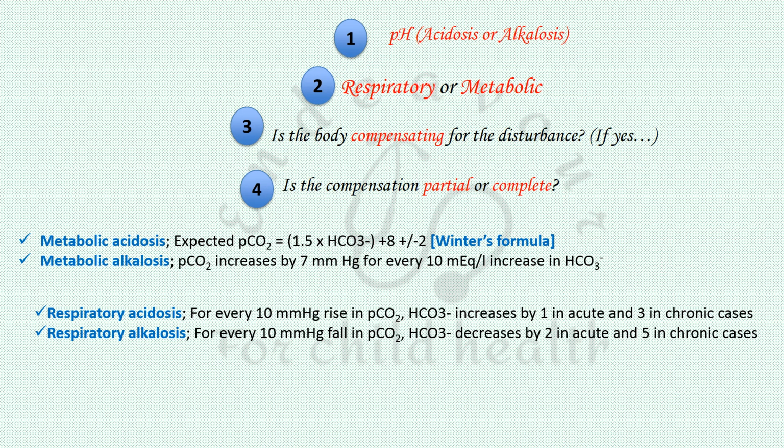In respiratory acidosis, for every 10 millimeters mercury rise in PCO2, bicarbonate increases by 1 in acute respiratory acidosis and by 3 in chronic cases, whereas for every 10 millimeters fall in PCO2 in alkalotic cases, bicarbonate decreases by 2 in acute respiratory alkalosis, whereas it decreases by 5 in chronic respiratory alkalosis.